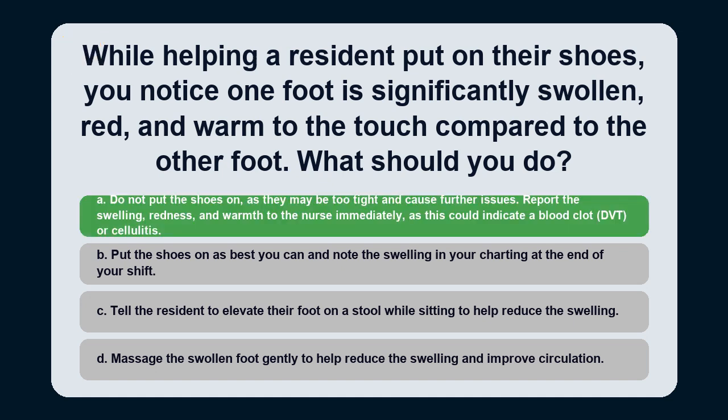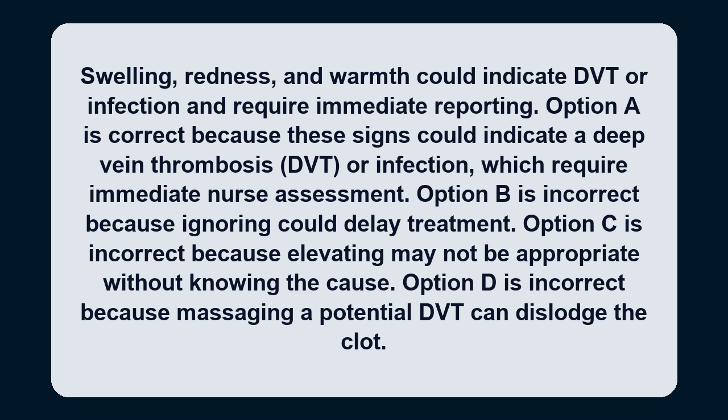The answer is A. Swelling, redness, and warmth could indicate DVT or infection and require immediate reporting. Option A is correct because these signs could indicate a deep vein thrombosis, DVT, or infection, which require immediate nurse assessment. Option B is incorrect because ignoring could delay treatment. Option C is incorrect because elevating may not be appropriate without knowing the cause. Option D is incorrect because massaging a potential DVT can dislodge the clot.